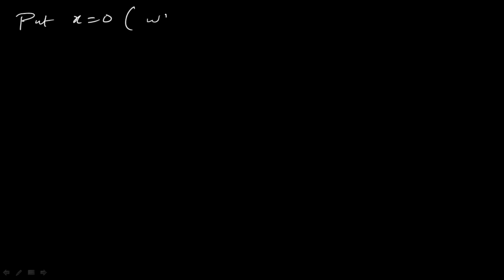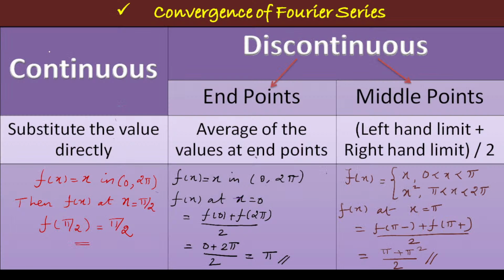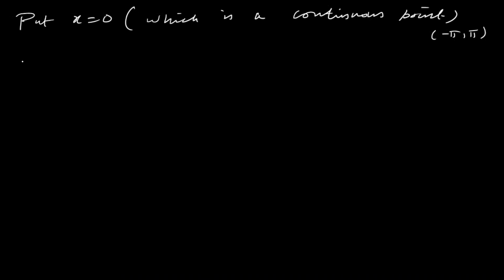Put x equal to 0, which is a continuous point, because the function f of x is defined in the open interval minus pi comma pi. Here 0 is inside the interval, which means x is a continuous point. If x is a continuous point, what do you do? Let me show this table for your clear understanding. If it is a continuous point, we substitute the value directly. That is, you can directly replace x by the value itself. That's all. So you just replace x by 0.